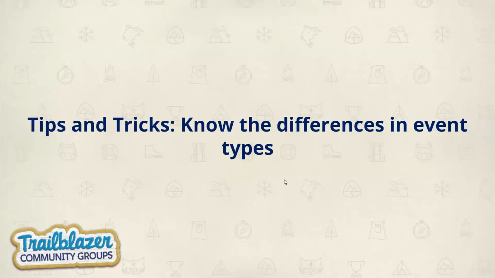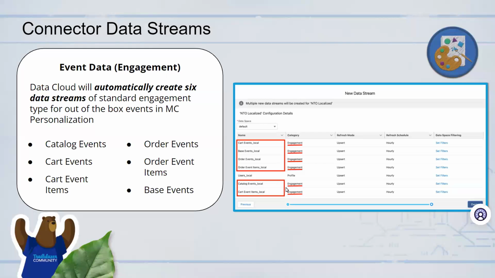Okay, let's note the difference in events now and tips and tricks. So connector streams. Let's talk about connectors at a high level. So event data or engagement data. Data Cloud automatically creates these 6 data streams on the left-hand side of the presentation as soon as you configure the actual connector itself. And those are all out of the box, and they're standard engagement types. And you can see it's catalog events, cart events, base events, order events, etc.